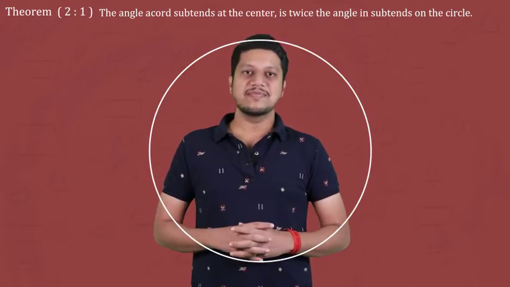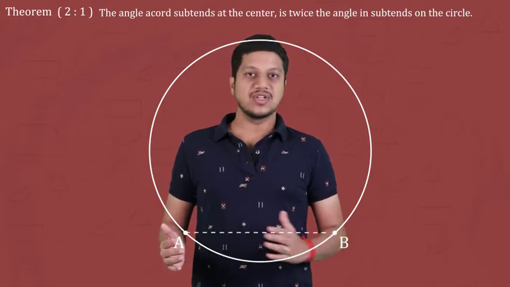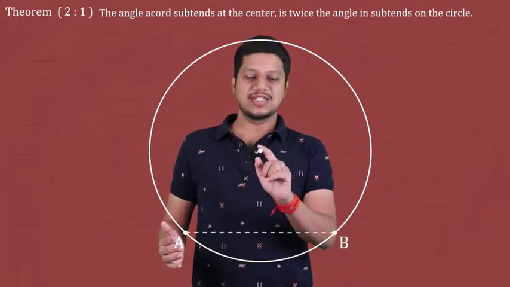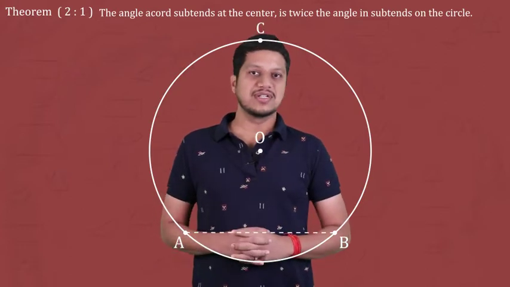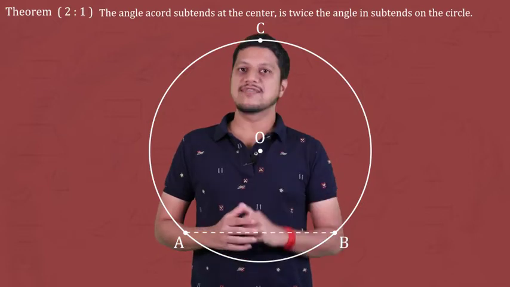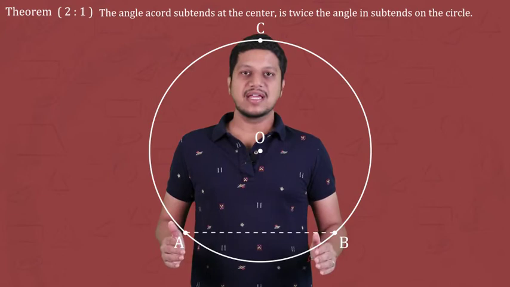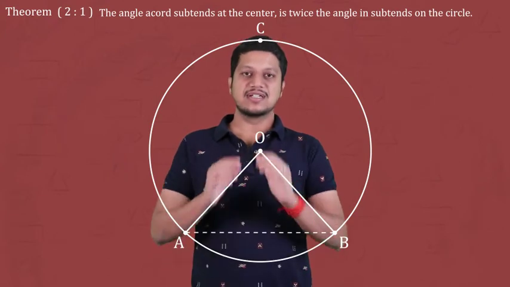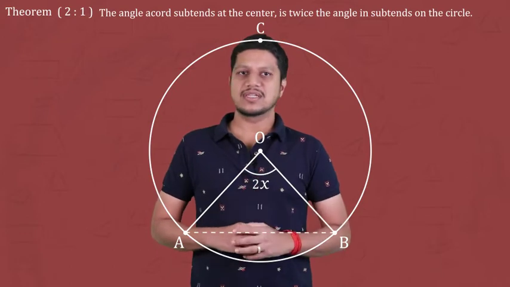So this is a circle. I have a chord AB here. I mark it with dotted lines. I have a center O here and I have a point C on the top of the circle. Now my point C is fixed. Now what I do is I extend lines from A and B to the center. So this is an angle, let me name it as 2x.